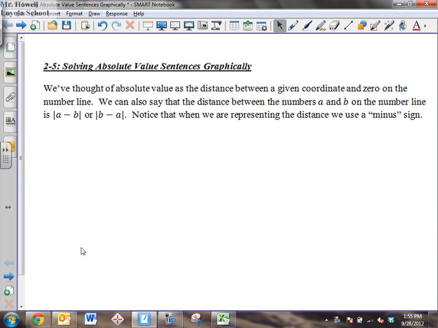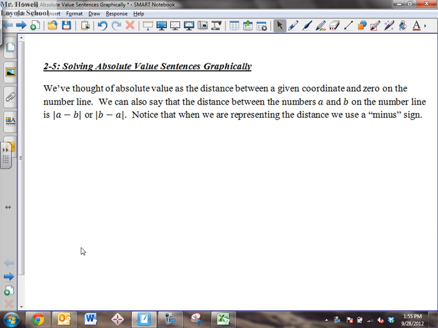So the first thing, you don't have to write all this down, guys. We're going to just read it. We've thought of absolute value as the distance between a given coordinate and 0 on the number line. That's our definition. But we can also say that the distance between some numbers a and b on the number line is the absolute value of a minus b, or the absolute value of b minus a.